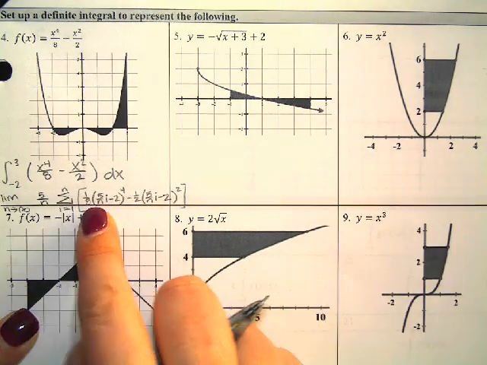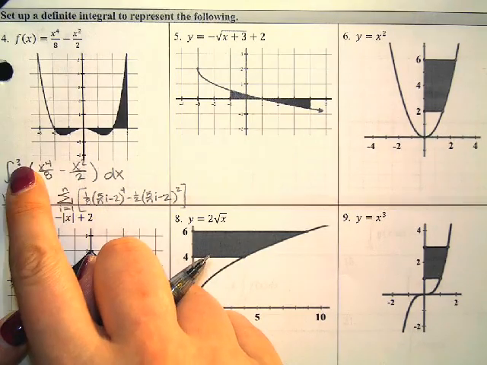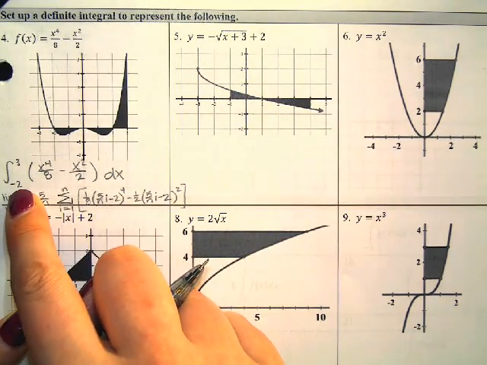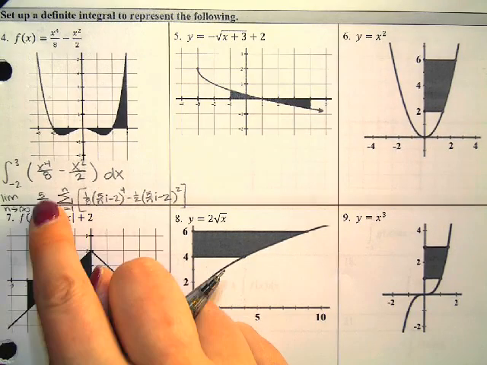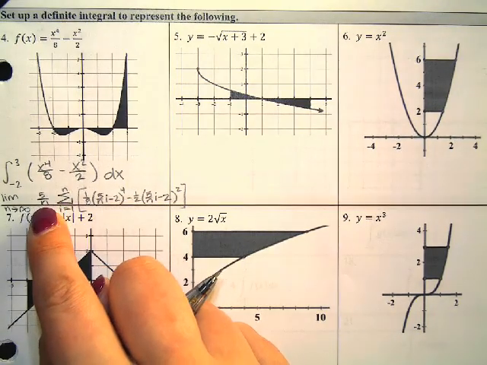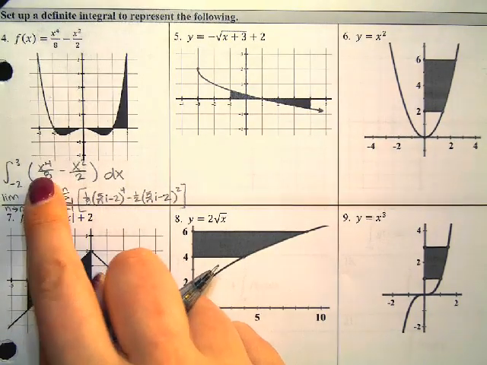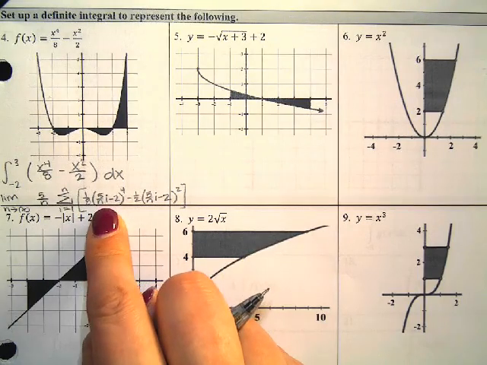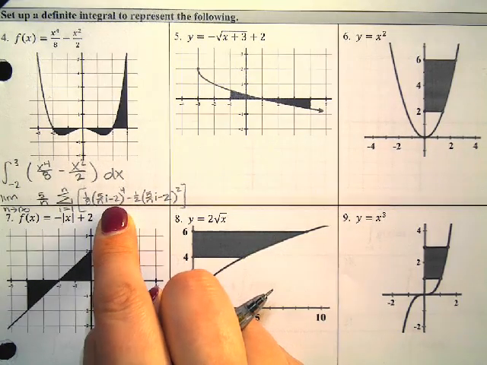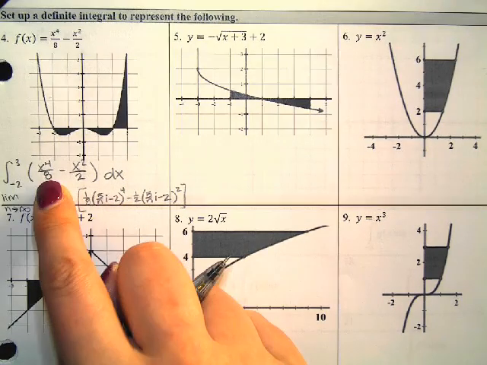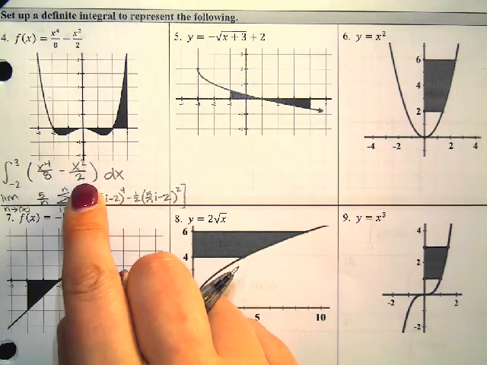So the 5 over n is because we had the upper bound, which was 3, minus the lower bound. So 3 minus -2 is what made the 5 for 5 over n. For the x, we plugged in 5 over n i minus 2. We used -2 because it was the lower bound. And then we just wrote this as 1/8 x to the 4th and 1/2 x squared. Okay.